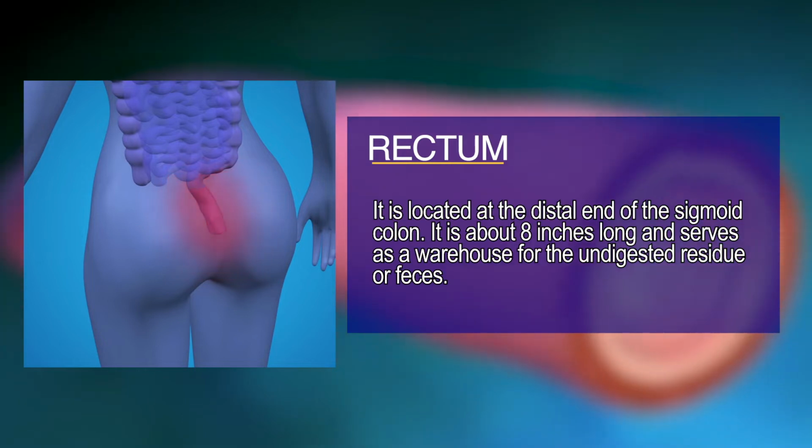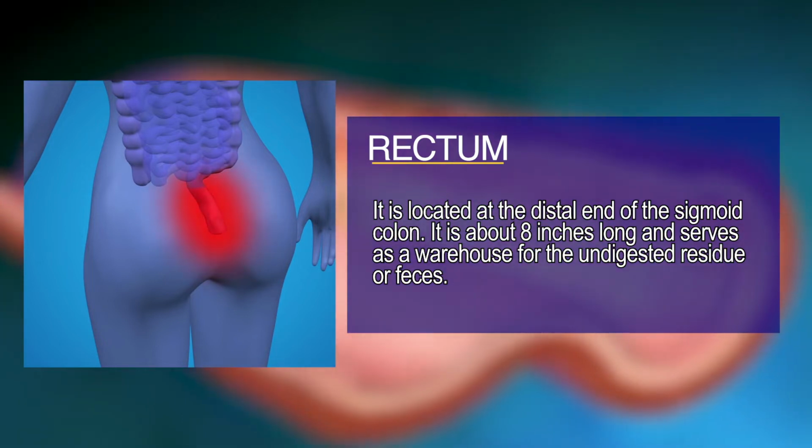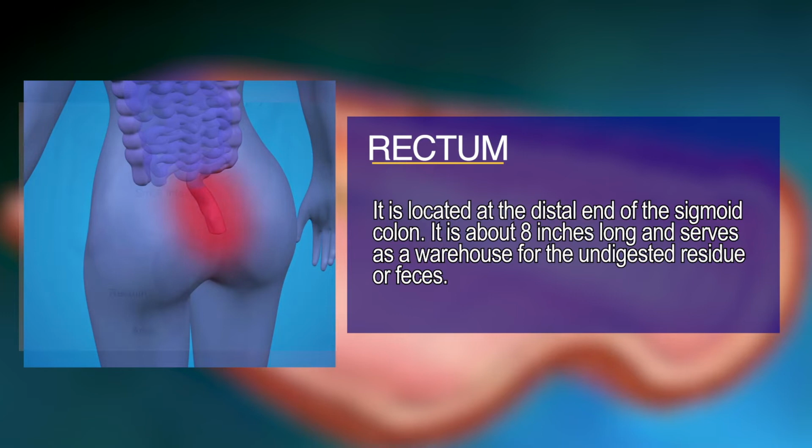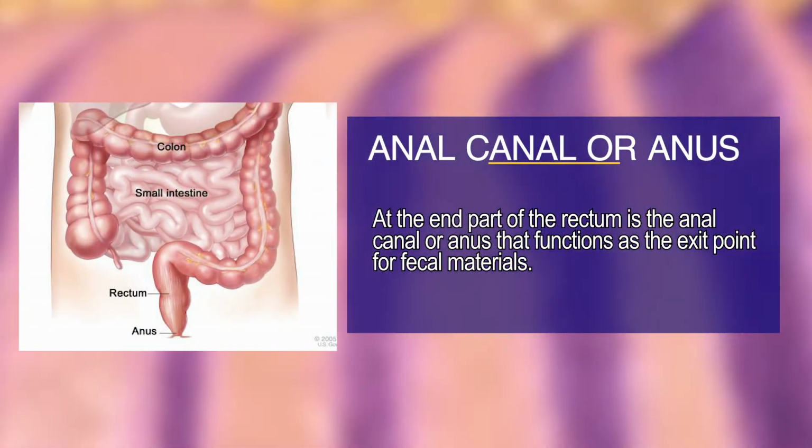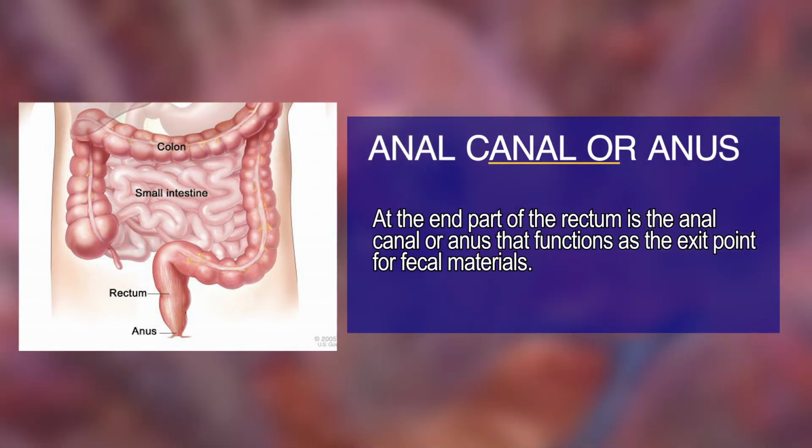It is about 8 inches long and serves as a warehouse for the undigested residue or feces. At the end part of the rectum is the anal canal or anus that functions as the exit point for fecal materials.